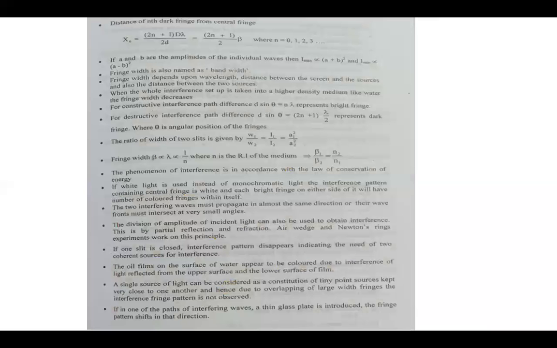Along with this, you should also know about the Doppler effect, so that we have one numerical. Directly we'll discuss it there only. Next, that was for the bright fringe. Now it is for the dark fringe: xn is equal to (2n plus 1) lambda D by 2d. You can write it in terms of beta also.